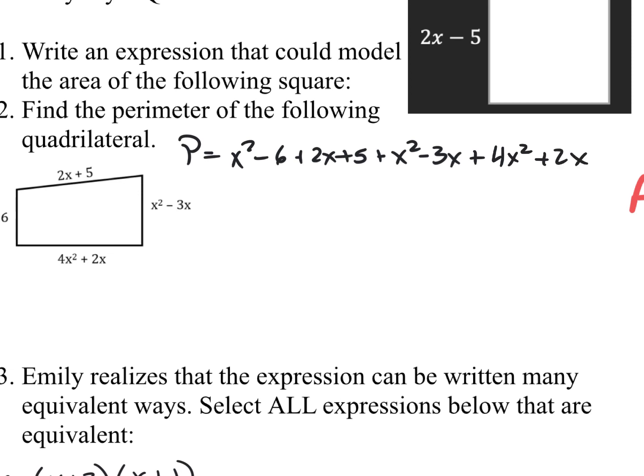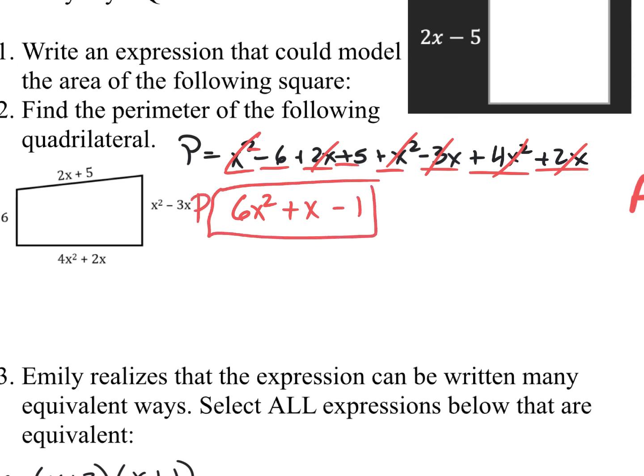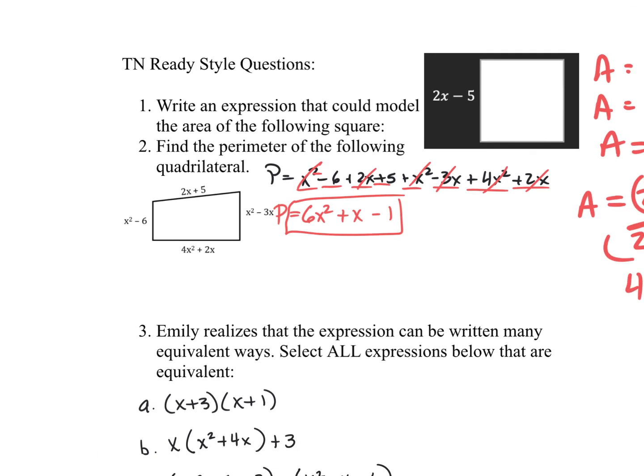And now I just need to combine like terms. So x squared, x squared, x squared: 1 plus 1 plus 4 is 6x squared. Now the x's: 2x minus 3x is negative 1x, plus 2x is positive 1x. Minus 6 plus 5 is negative 1. That is the perimeter of the quadrilateral.